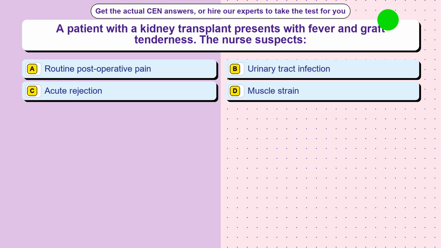Question 14. A patient with a kidney transplant presents with fever and graft tenderness. The nurse suspects: Option A. Routine post-operative pain. Option B. Urinary tract infection. Option C. Acute rejection. Option D. Muscle strain.